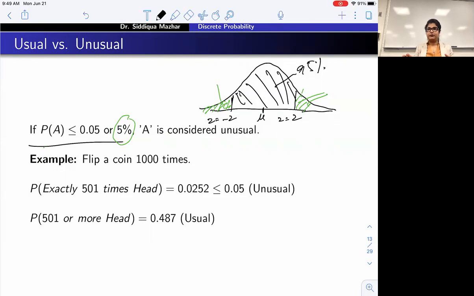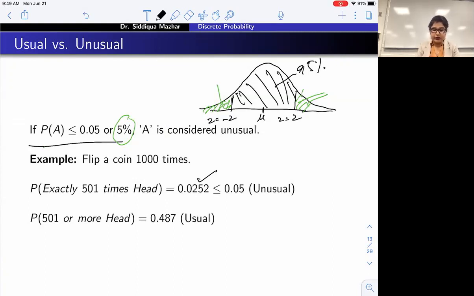Yeah, it is possible, but it is highly unlikely that you are going to get exactly that outcome. It is possible, but the chances are very small. It could be a little bit around, more or less than that, but you cannot find exactly that, though it can happen. This is why the probability is equal to 0.0252, which is less than or equal to 0.05. This is the unusual event.